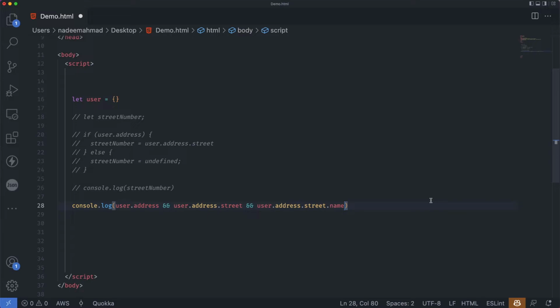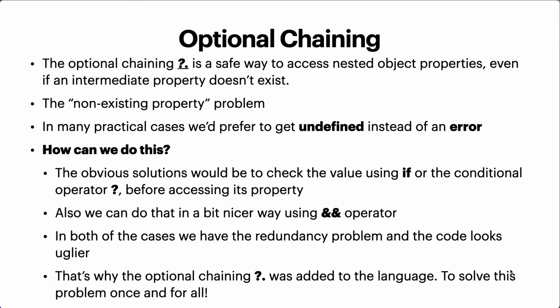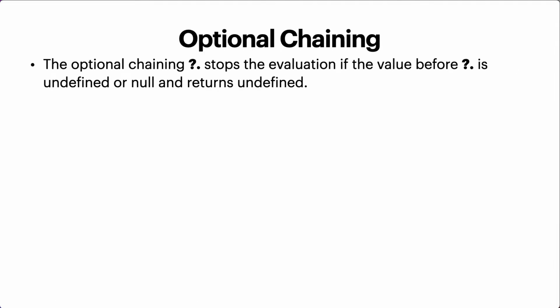So basically ending the whole path to the property ensures that all components exist. If not, the evaluation stops, but it also isn't ideal. As you can see, property names are still duplicated in the code. For example, the user.address appears 3 times. That's why the optional chaining was added to the language to solve this problem once and for all. Optional chaining stops the evaluation if the value before this is undefined or null and returns undefined.